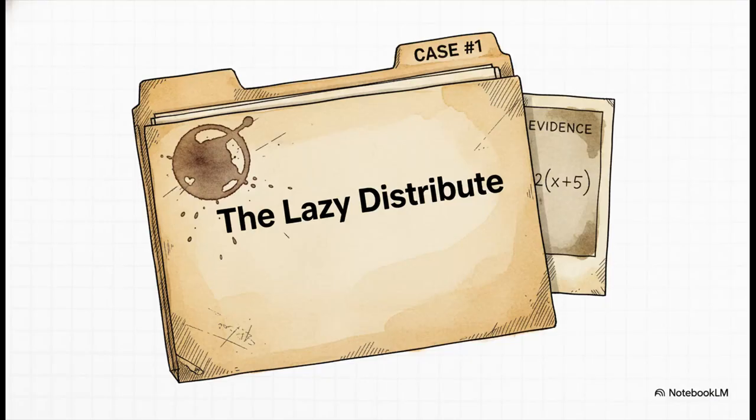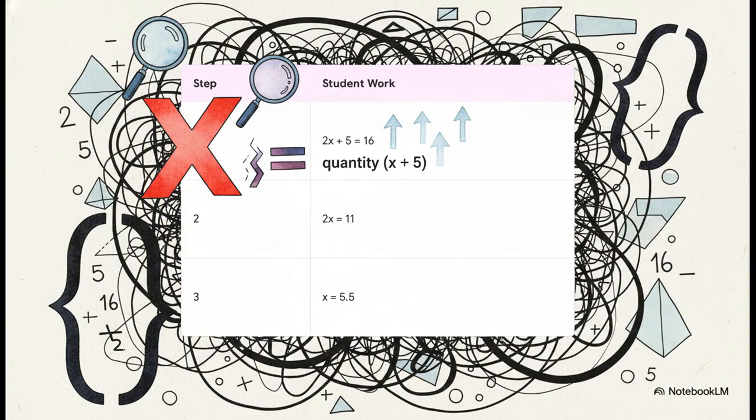Our first case file is a real classic. We like to call it the lazy distribute. You know, it's that error that happens when you're maybe rushing through the very first step of a problem. Let's take a look at the evidence. Okay, here's the problem. 2 times the quantity x plus 5 equals 16. And over on the right, you can see the student's work. It kind of looks like they're following the steps, but something is wrong from the very beginning.